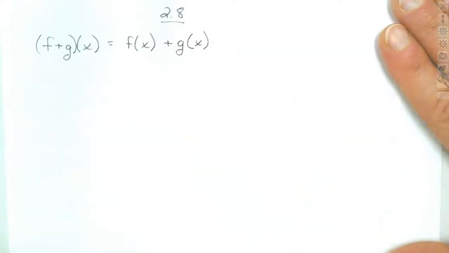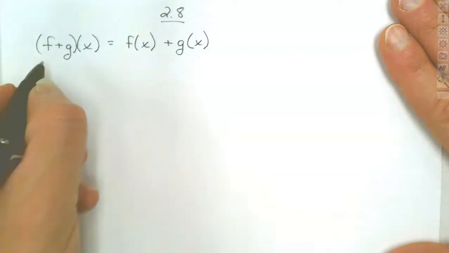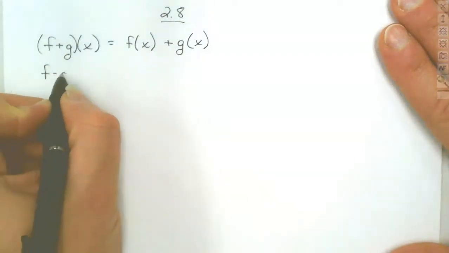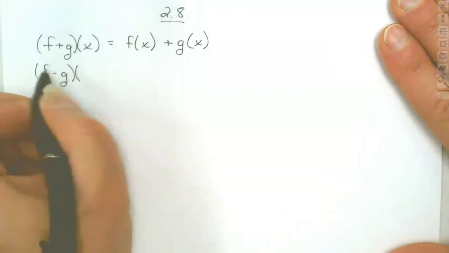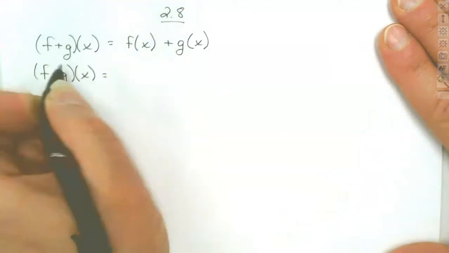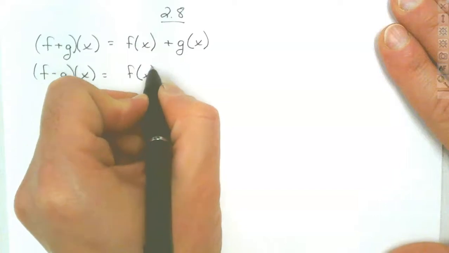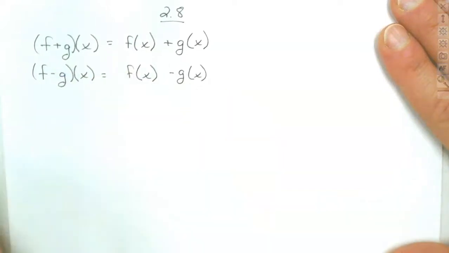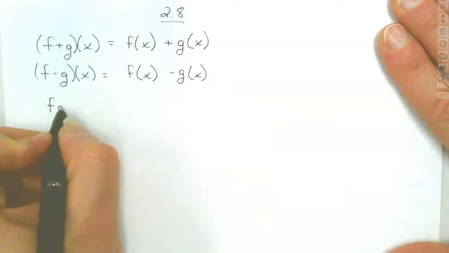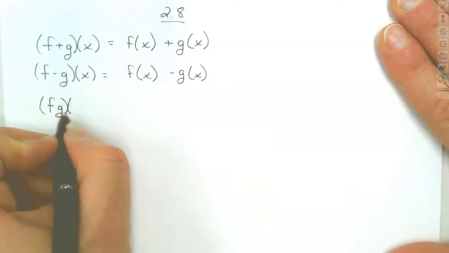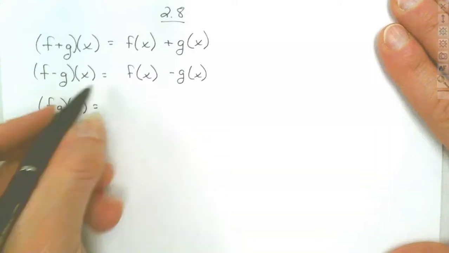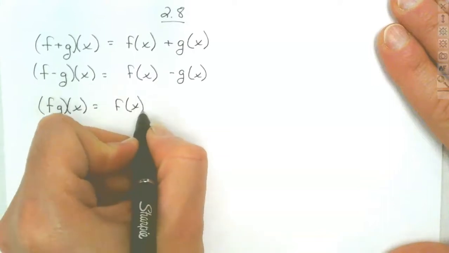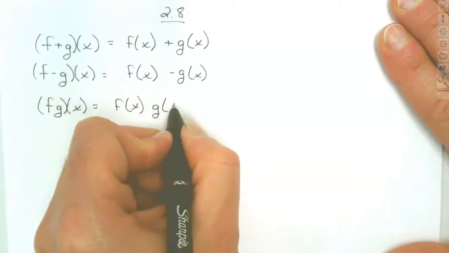That's the shorthand way of writing it, and this is what it actually means. How about f minus g of x? Well, that would be f of x minus g of x. That's the way we would apply it. Multiplication is done the same way. F times g of x is f of x times g of x.